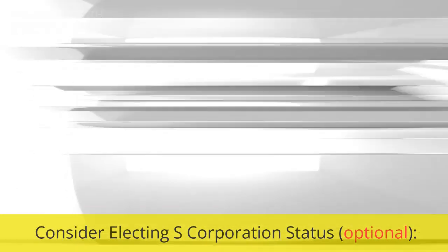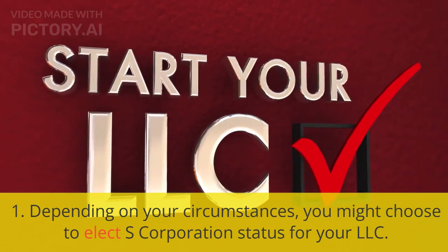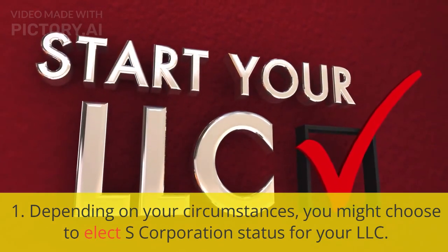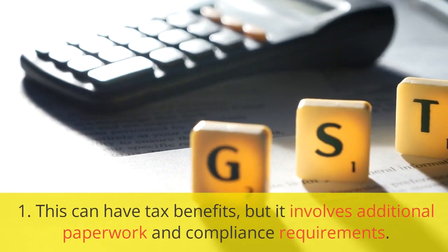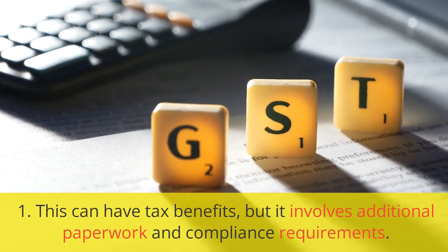Step 7: Consider electing S corporation status, optional. Depending on your circumstances, you might choose to elect S corporation status for your LLC. This can have tax benefits, but it involves additional paperwork and compliance requirements.